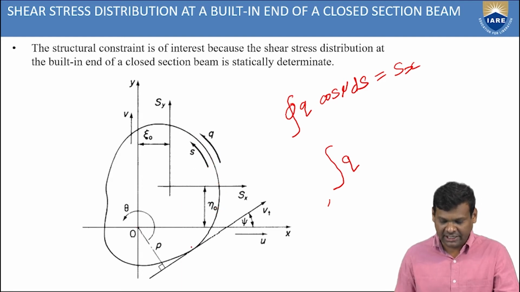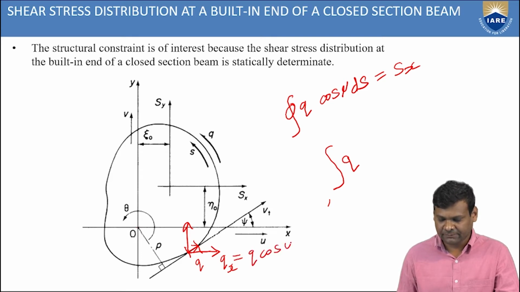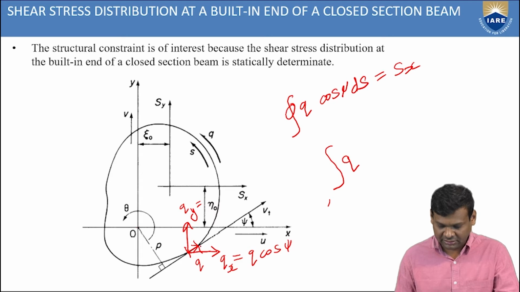Let us take a small element, and it has a shear flow of q. For the time being, this q is constant, and moreover this q can be decomposed into, say, qx, that is, the shear flow can be written as q cos phi, and qy, where this angle is phi, is equal to q sin phi.